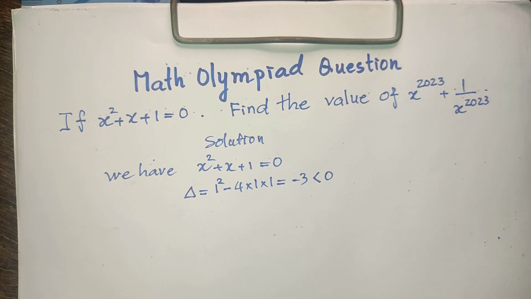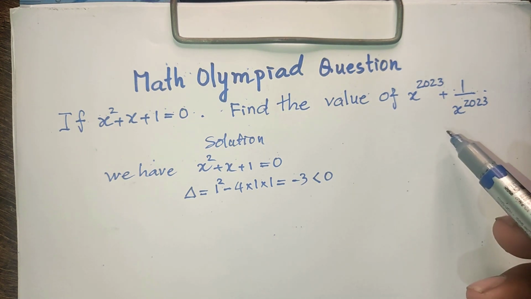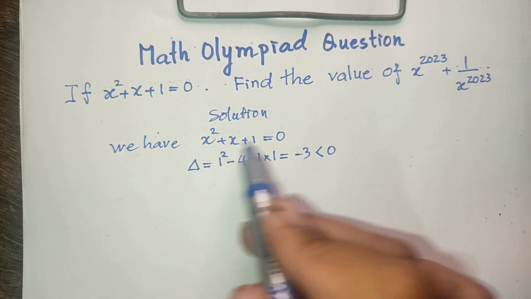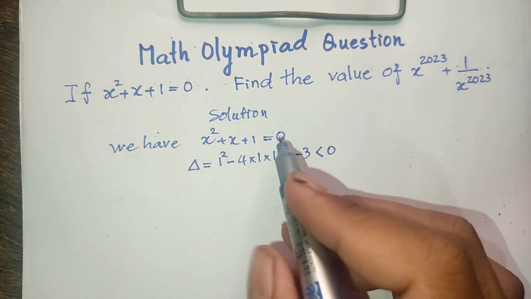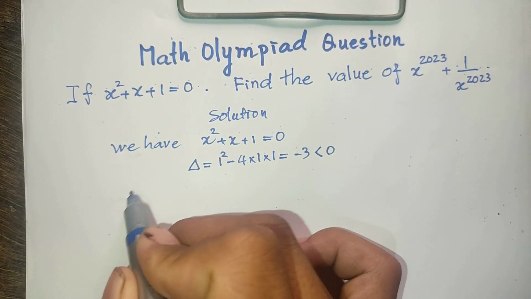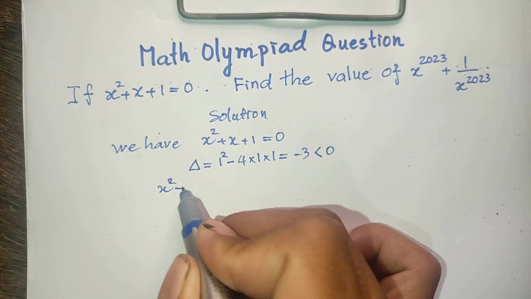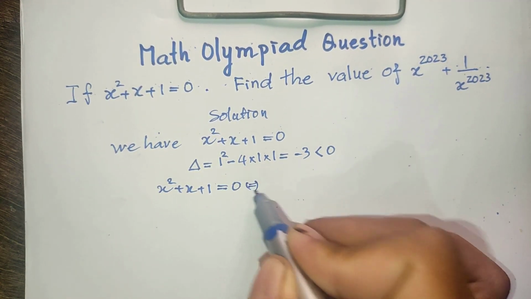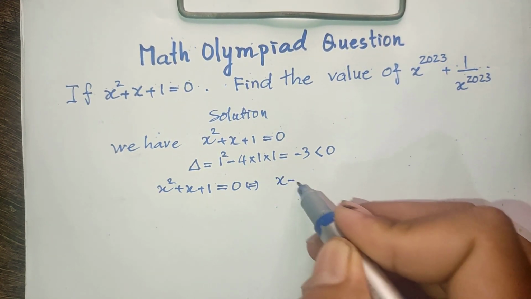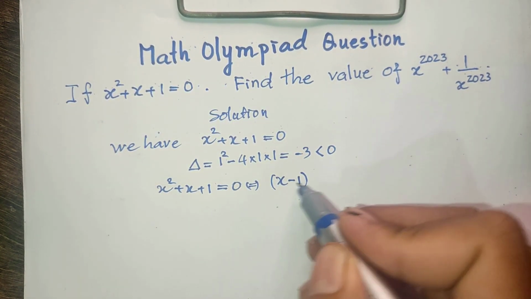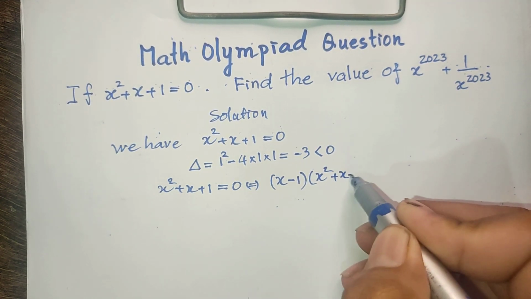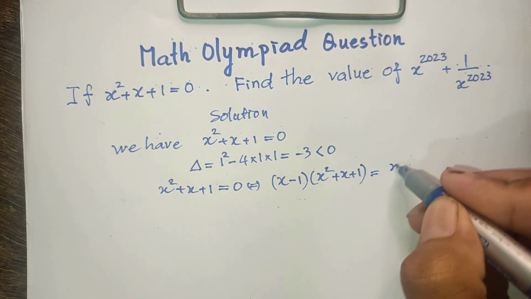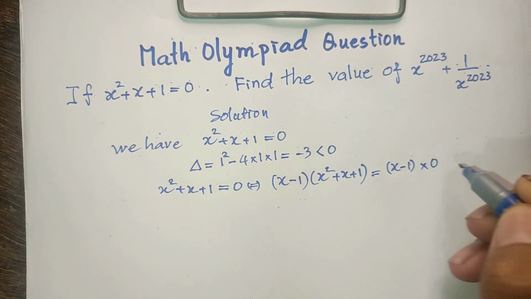But I can find this with a trick. We multiply both sides of this equation by x minus 1. We have x squared plus x plus 1 equals 0. So now I multiply both sides of this equation by x minus 1. So x minus 1 multiplied by x squared plus x plus 1 is equal to x minus 1 multiplied by 0.